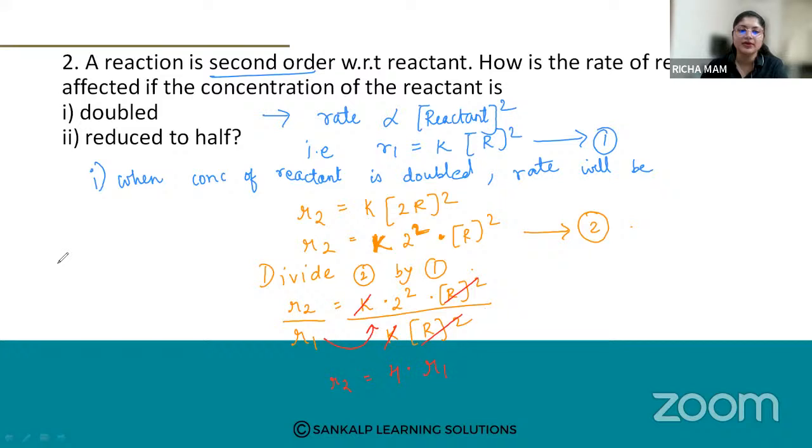Therefore, the rate increases by 4 times. So when the reaction is second order and the concentration of the reactant is doubled, what will happen? The rate will increase by 4 times. Is it clear?